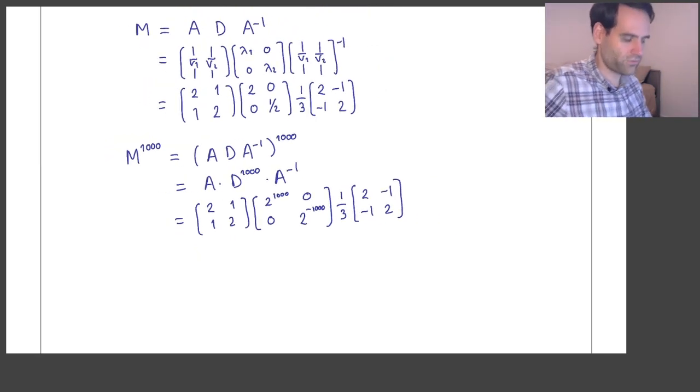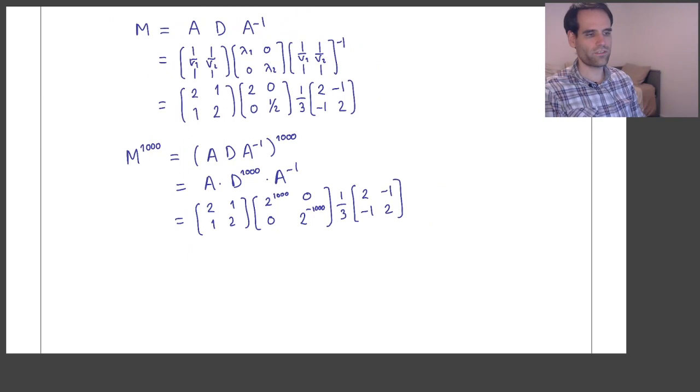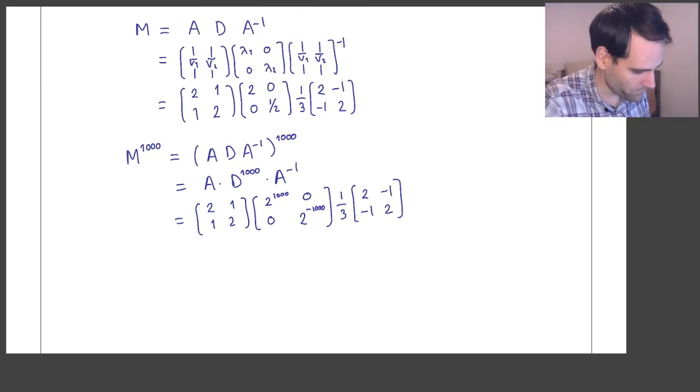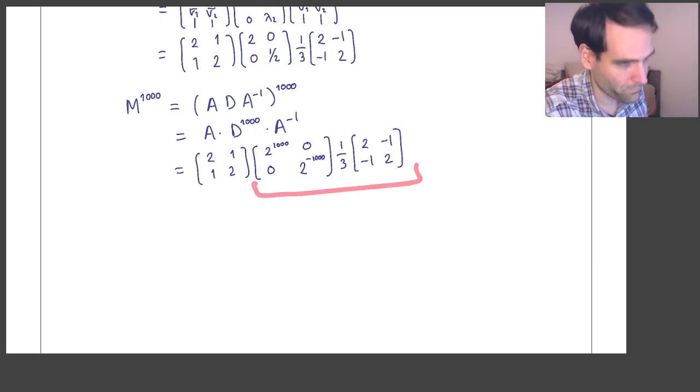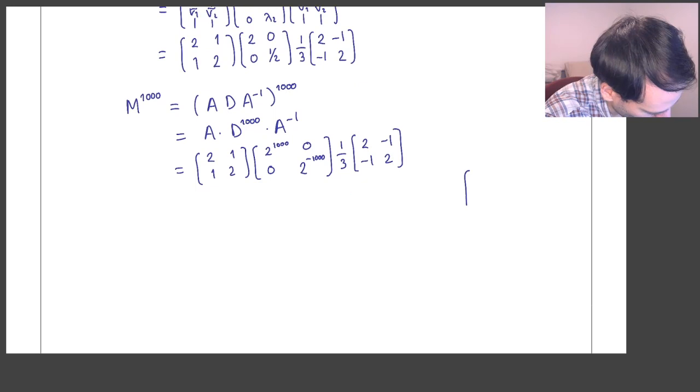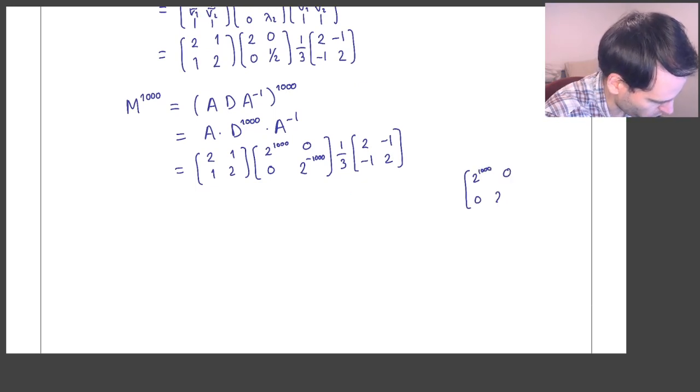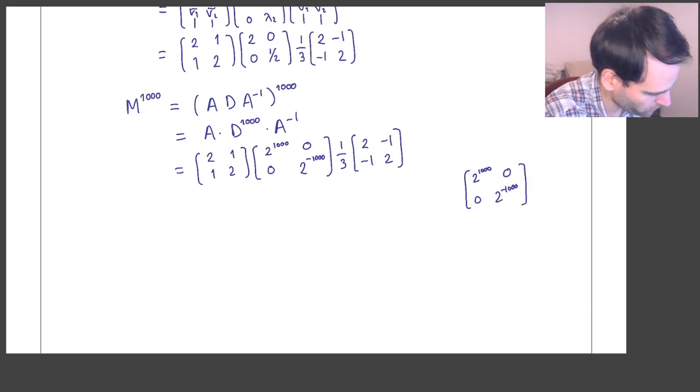And now we just have to do these matrix multiplications in order to arrive at the final answer, okay? So let me do it. First, let's multiply these two together. So this is equal to 2 to the power 1000, 0, 0, 2 to the minus 1000. And I'm going to use the trick, putting it up here: 2, minus 1, minus 1, 2.